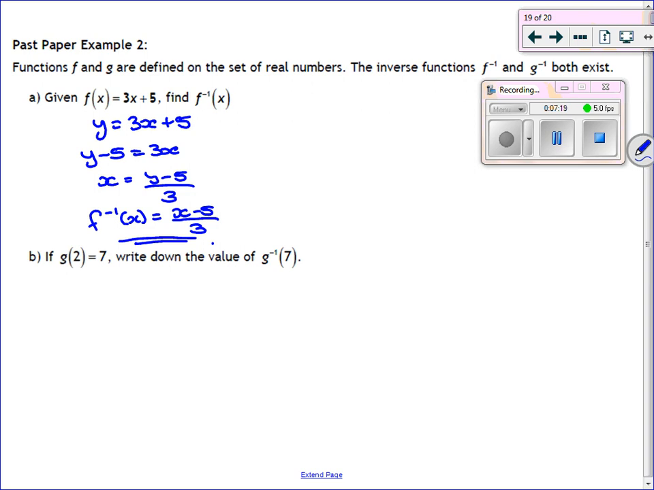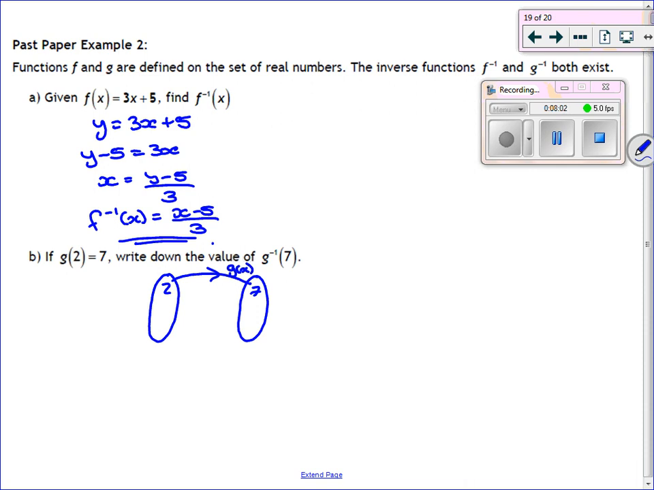Okay, so we've dealt with and got practice on changing between the function f and the inverse f to the minus 1 of x. Now looking at the function g of x, what I've got here is some value of 2 that when I apply the function g of x to it, the result is 7. So if I apply the function g of x to 2, the result is 7. This question is saying write down the value of g to the minus 1 of 7.